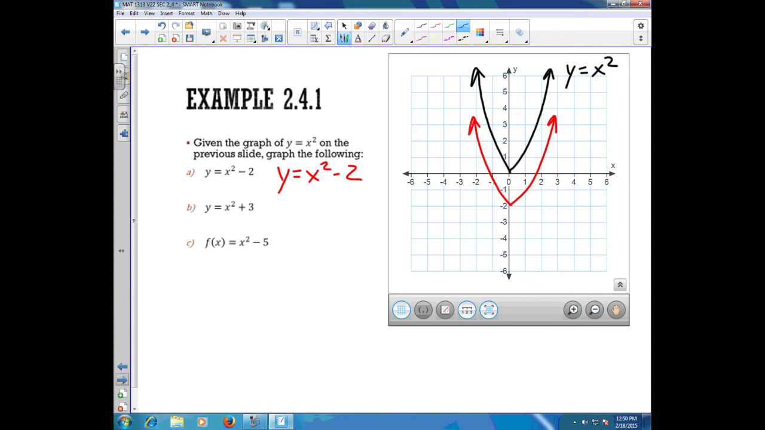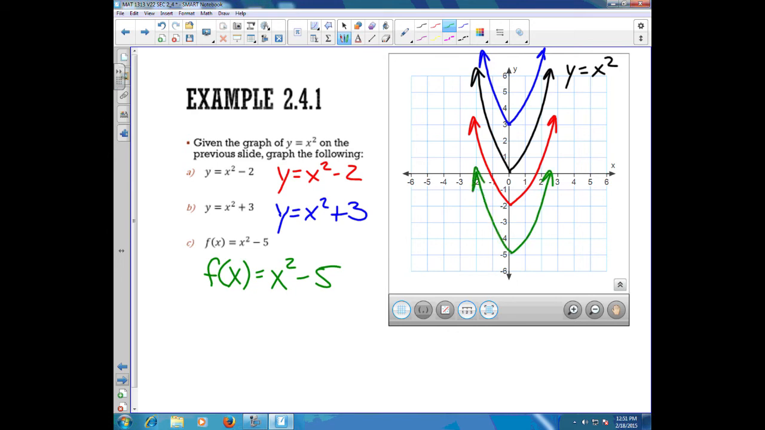Similarly, if we want to graph y equals x squared plus 3, now we're shifting the entire graph up 3 units. So it's the same picture, but now it's shifted upwards. And finally, we don't have to always use y, we can use f of x. If we have f of x is equal to x squared minus 5, that's going to take the same picture, y equals x squared, and shift everything down 5 units. So our graph will look something like this. So by adding or subtracting a constant to the outside of the function, to the end of the function, you're just taking the graph and shifting it up or down.